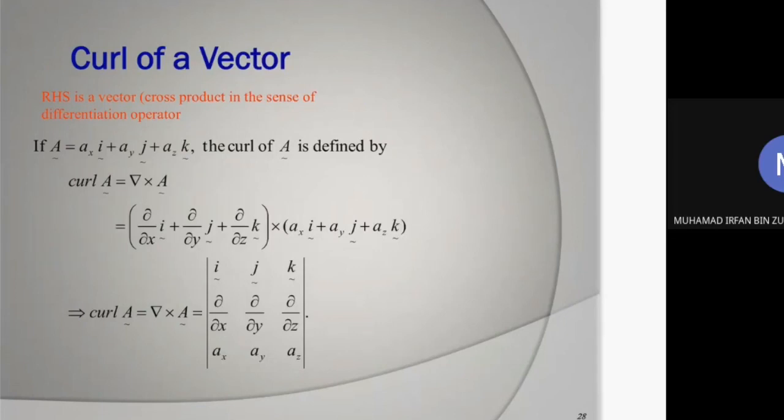So how to calculate the curl of a vector? Let's say you have this A, gradient cross product A. So this is your gradient, and this is your vector A. You just write like this: i, j, k, then del x, del y, del z, and this is A_x, A_y, and A_z. The first, second, and third component of your given A.